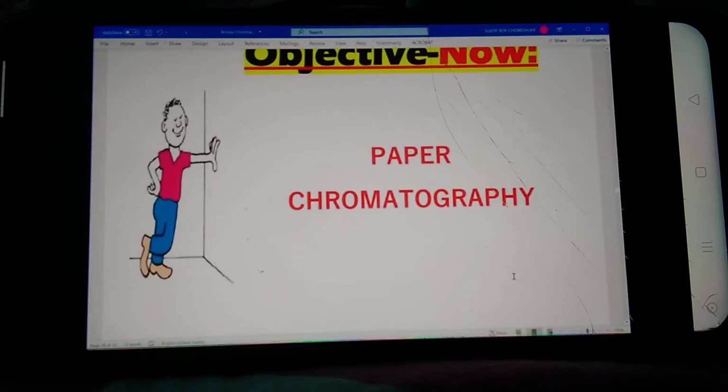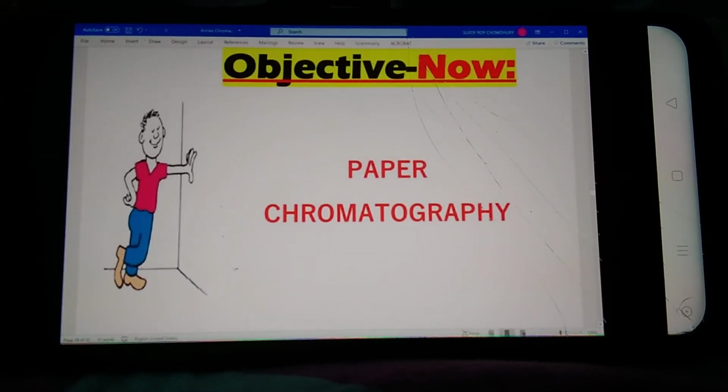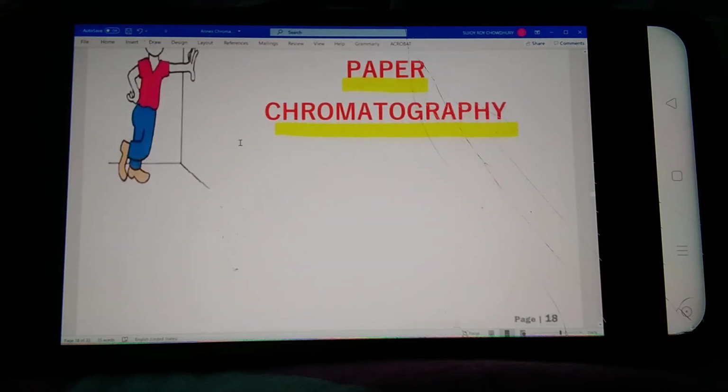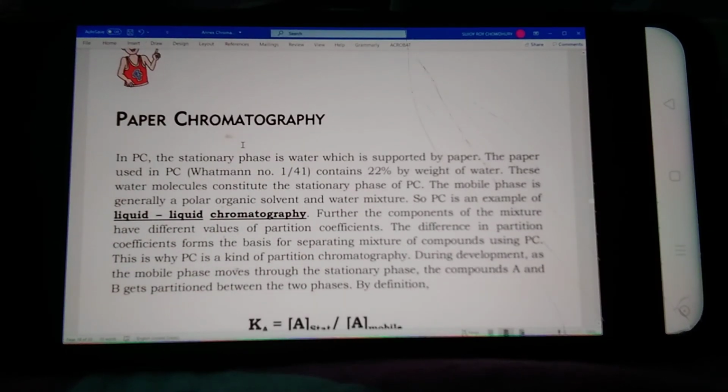Now, let us focus on paper chromatography, one specific type of chromatography. Let us see the principle of paper chromatography: first the setup, and then the principle. In paper chromatography, as I was telling you about the stationary phase, the stationary phase is water, which is supported by paper.